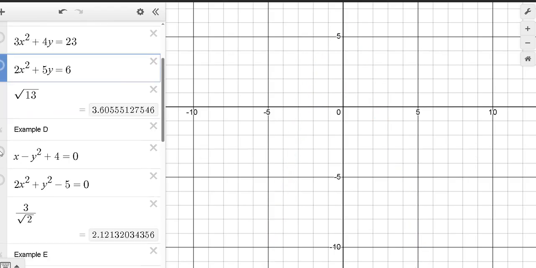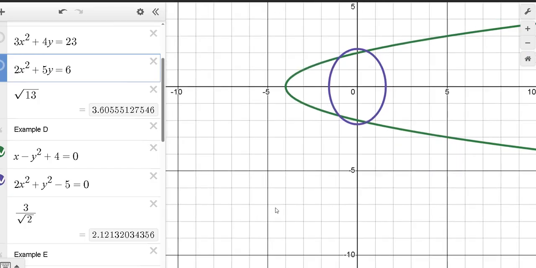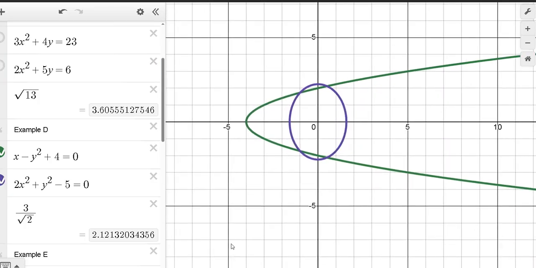Example D here. Oh, boy. How many solutions do you expect on this one? 4. So we're going to have to be careful on this one to get all 4 solutions. So again, let's copy this down. I'll leave that up there while I copy this down. Example D.